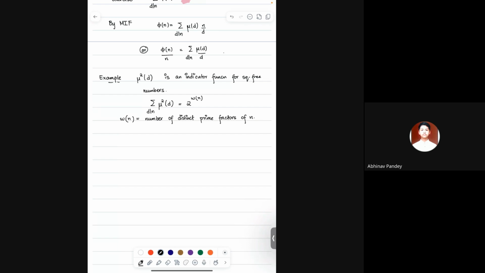So the sum over mu squared d for n equal to 10 or 20, if you believe this formula, is exactly the same. And again, it's a fairly easy thing to check and convince yourself that 2 to the power of omega n is a multiplicative function. Omega n is not.